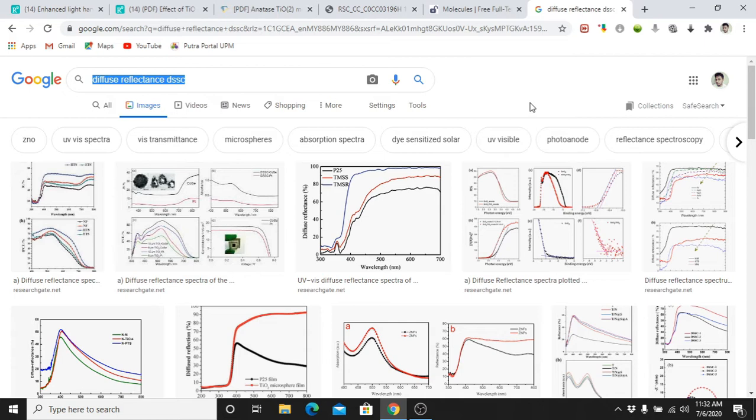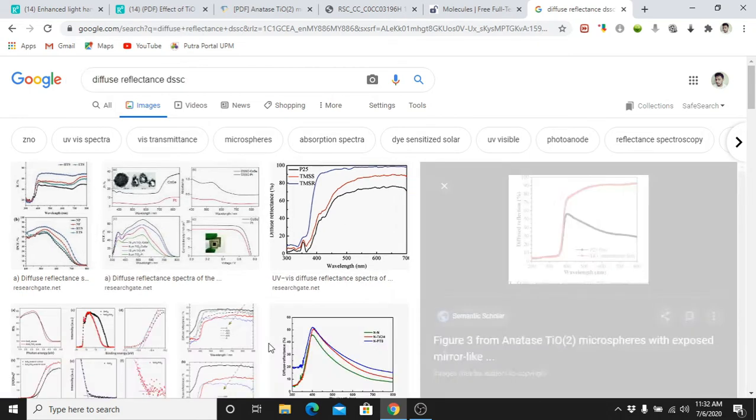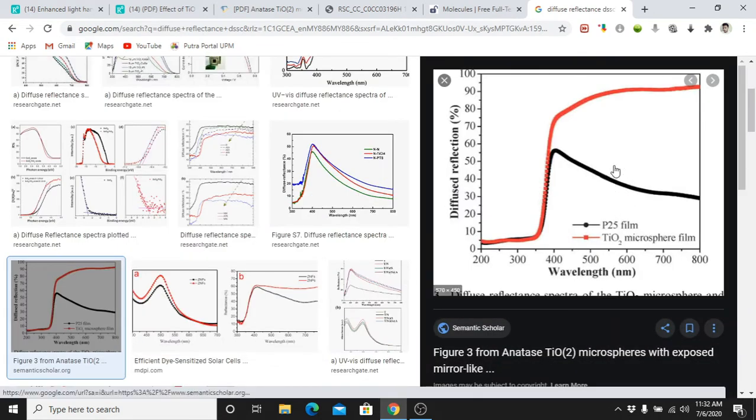Let's say we have our bare photoanode, normally labelled P25, and we have the modified photoanode. Let's say we put the light scattering layer on top of the photoanode. So how are we going to discuss the result? Here are a few examples. This is quite an easy one because there are only two samples, comparing the P25 and the TiO2 microsphere film.